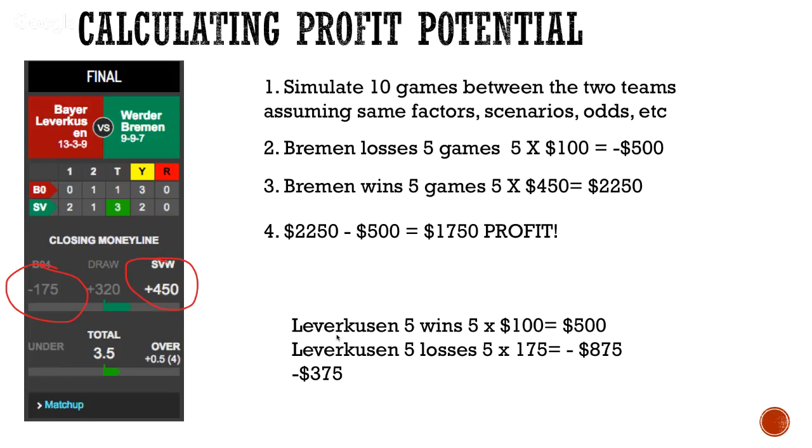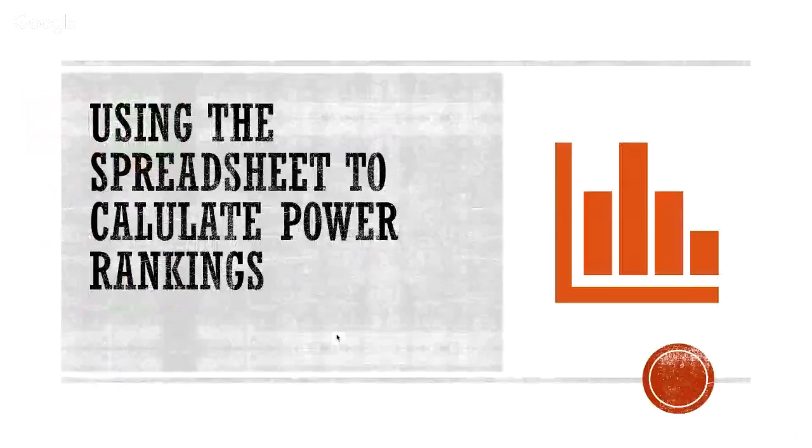Now they also have 5 losses, but you have to take 5 times 175, and they would lose minus 875, for a loss of minus 375. And this, my friends, is why the general public and the majority of people that wager on sports lose money. There is absolutely no value in playing the minus 175 line. So, pretty cool example.